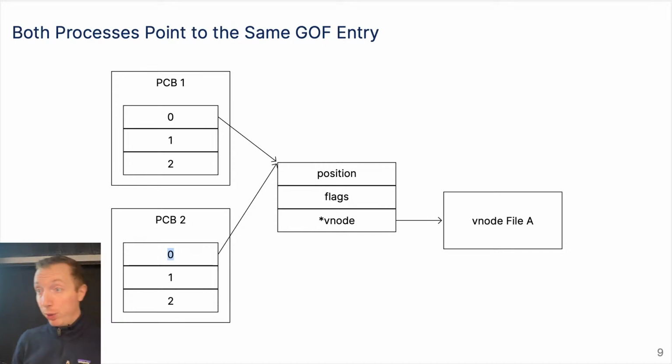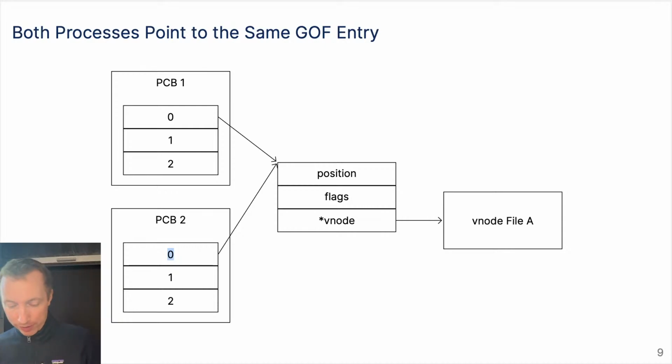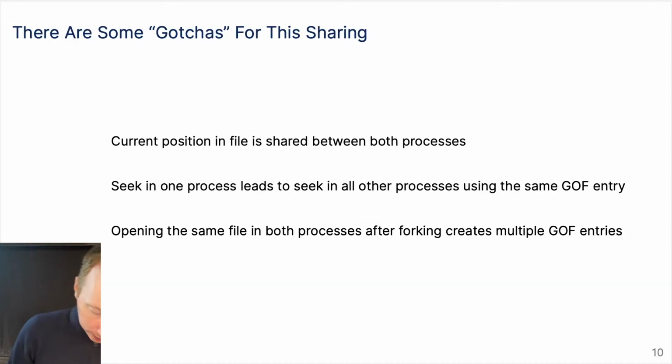Or if it's a really, really big file, what may happen is one process reads a chunk of it and then updates the position, and then the other process reads another chunk of it. So one process will have one chunk of the file, the other process will have another chunk of the file, and they'll be mutually exclusive. So each one will only get like a bit of the file, and it will probably make no sense to them. So that's some of the gotchas for sharing.